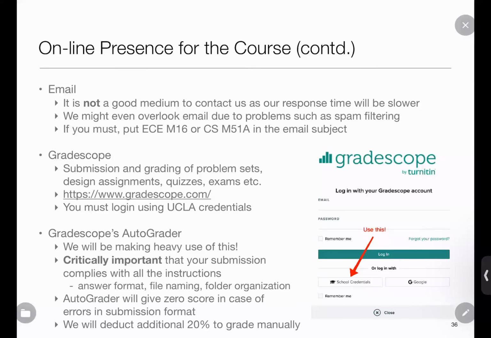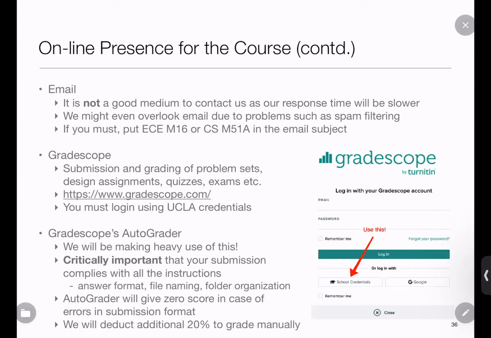Gradescope's auto grader. When we do quizzes and online PSETs, basically things which are fixed format answers or multiple choice, they get auto graded. That's how we configure them. Then there are some questions which require a free-form answer, which we grade. For design assignments, you create designs using a tool, and then we grade them using a simulation-based auto-grader approach.